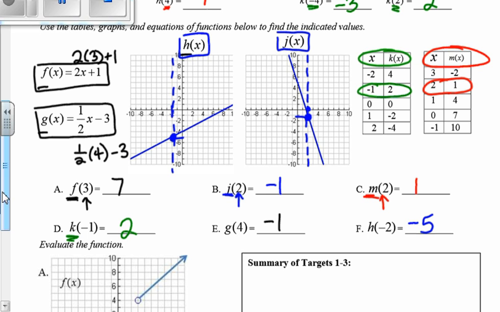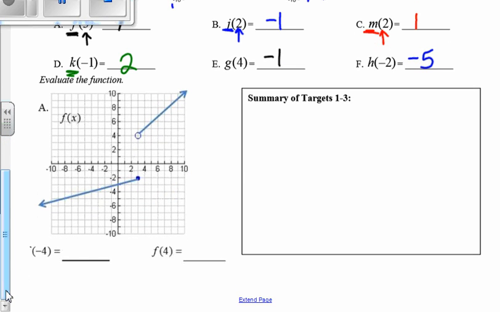The last thing that I'm going to ask you to do on this target is to evaluate. This is a piecewise function again, so this is the graph. We looked at the equations earlier. I'm going to ask you to evaluate this. So this got cut off, but I think it's an f. F of negative 4. So again, just like we did in the graphs above, find your x value of negative 4. It's right there. Make yourself a vertical line. It hits the line right here. The y value is -4.